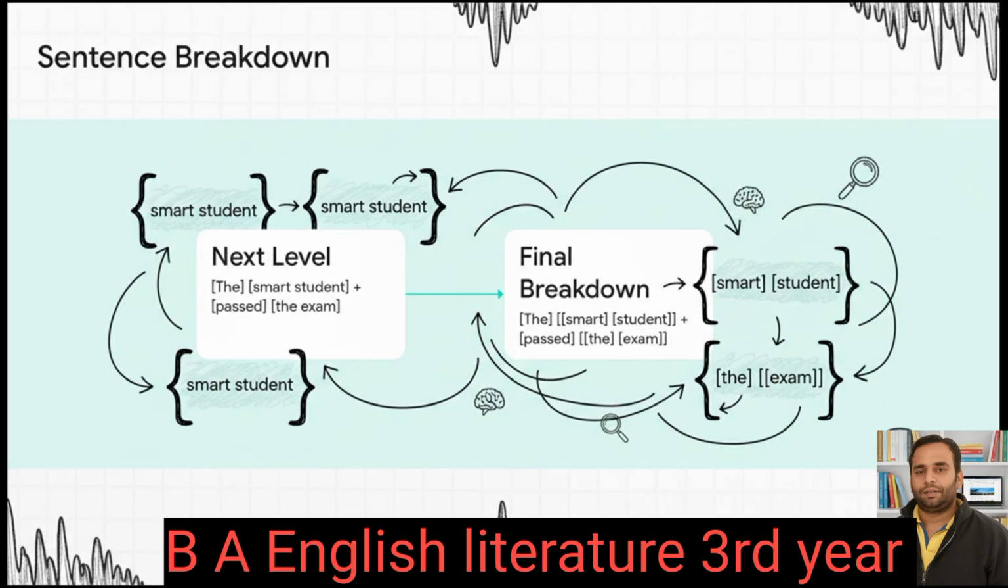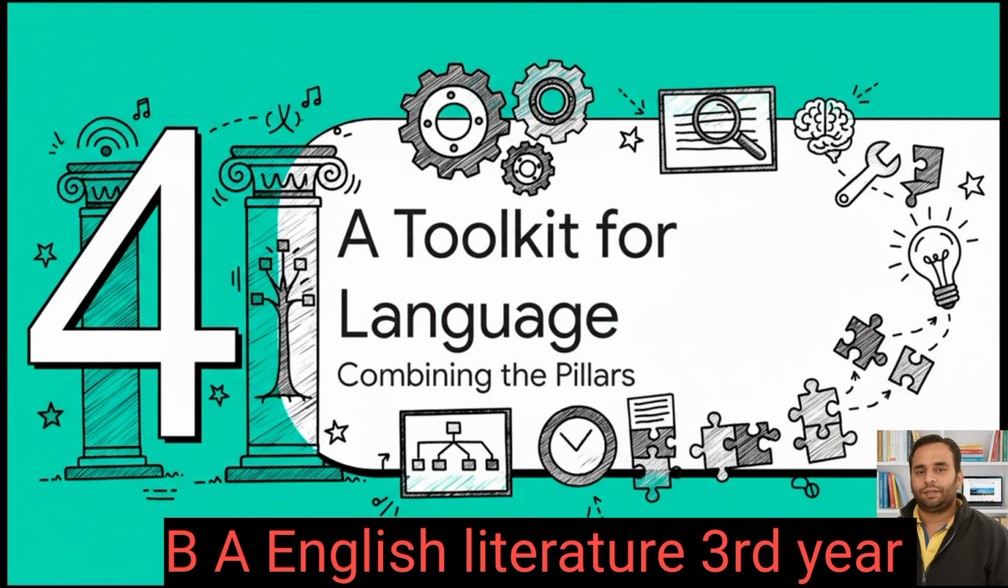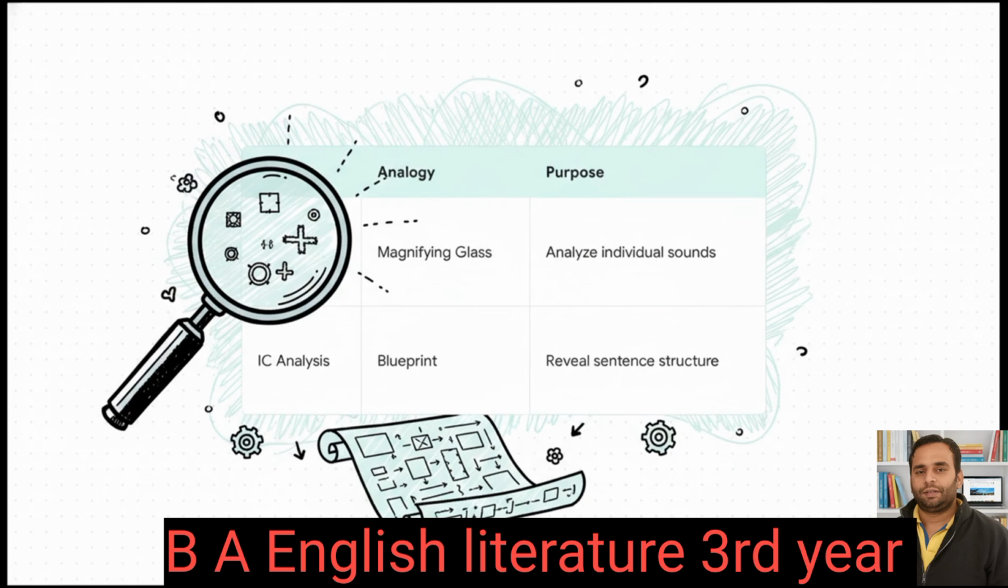It's awesome. So there we have it, our 2 pillars, one for decoding the tiniest sounds and one for blueprinting entire sentences. Now let's put it all together and see what this powerful new toolkit really lets us do. The best way to think about it is like this. The IPA, that's our magnifying glass. It lets us zoom right in on the tiniest, most specific details of sound. And then IC analysis, that's our blueprint. It shows us the grand architectural plan for how we build our thoughts into complete sentences.